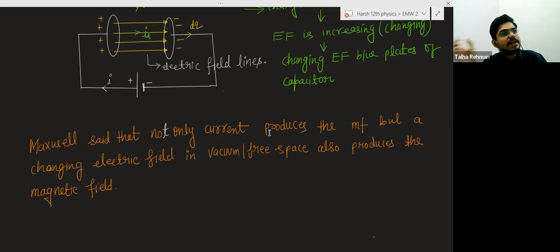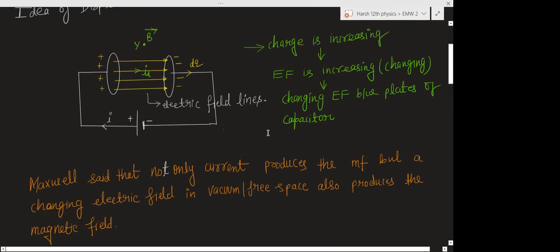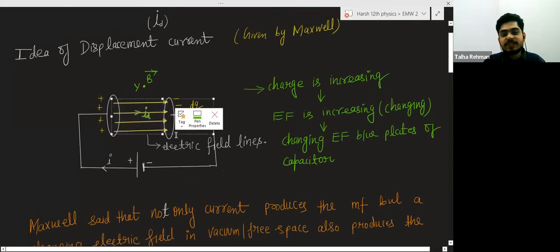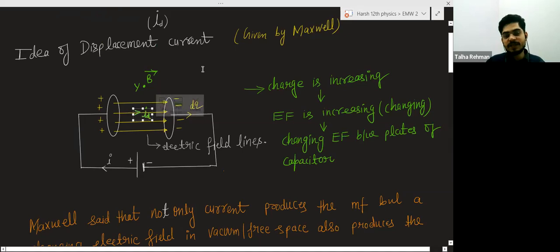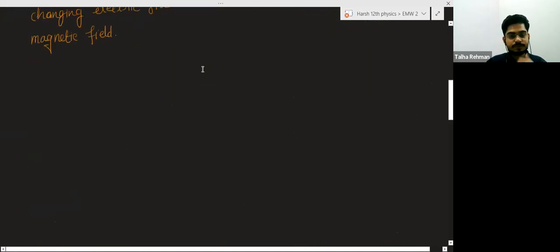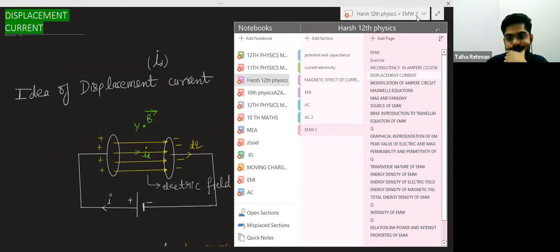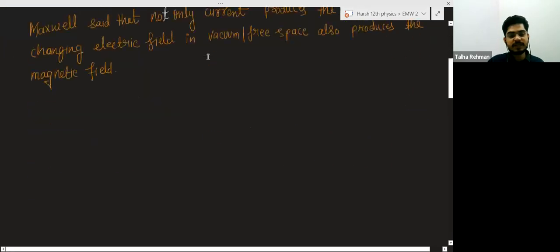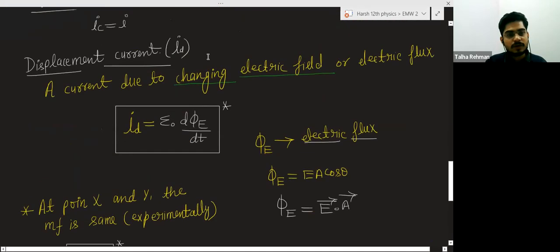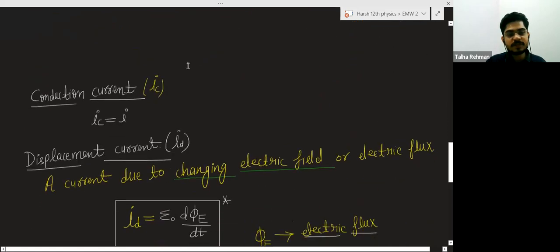So earlier Faraday said that a changing magnetic field can produce an electric field. Now Maxwell said after that, a changing electric field can produce a magnetic field. And he also gave the concept of the displacement current. So now, what is displacement current?